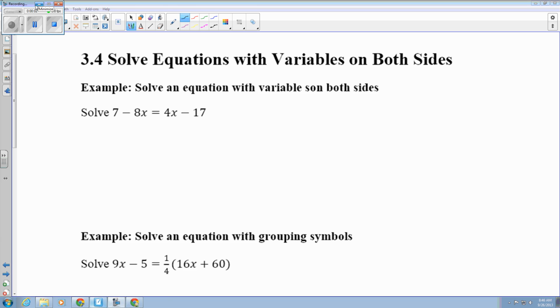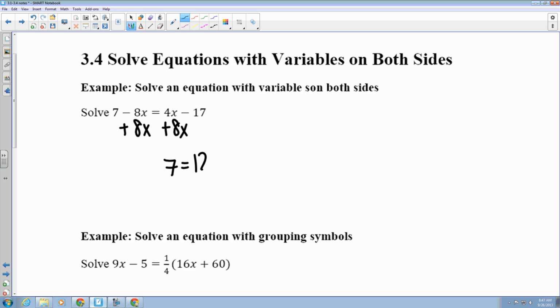Alright, we're going to work on section 3.4, which is solving equations that have variables on both sides. So we need to make sure that we get those variables together, it doesn't matter what side they're on, so we can isolate that variable, because that's our goal all the time. So we need to move either the 8x or the 4x, and it really makes no difference. I'm just going to choose to add the 8x to both sides to get our x's together.